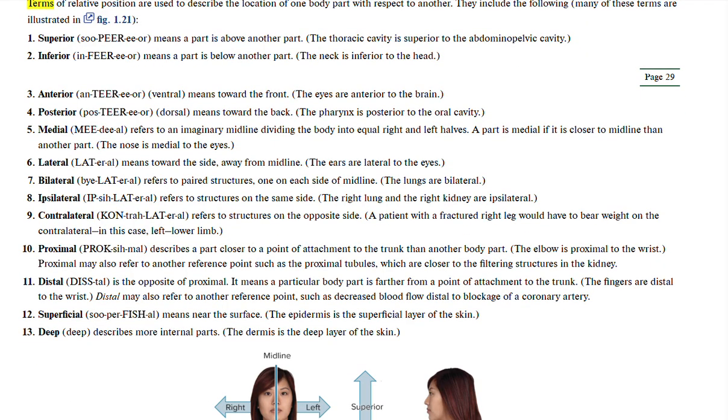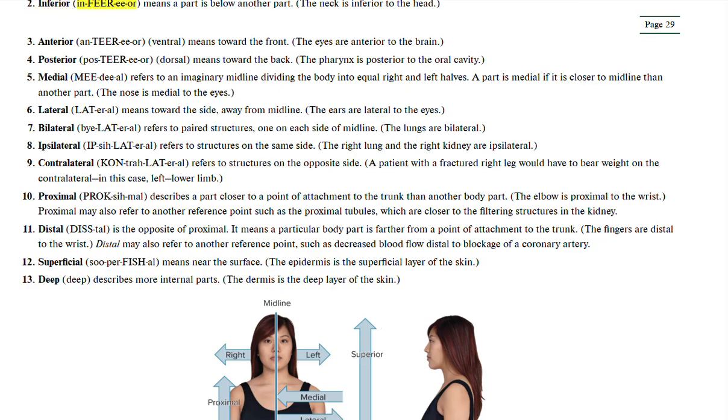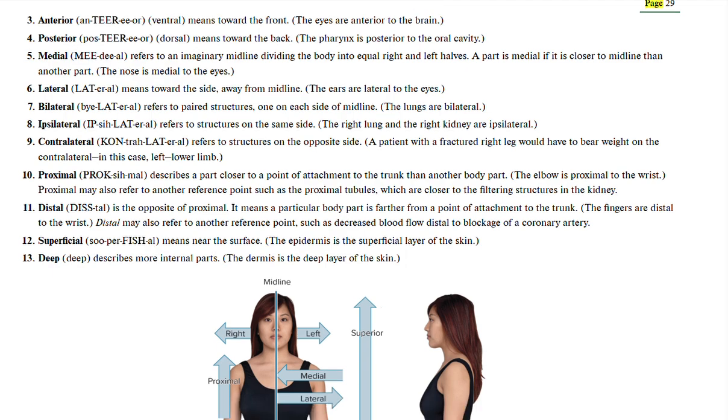Relative position. Terms of relative position are used to describe the location of one body part with respect to another. They include the following. Many of these terms are illustrated in figure 1.21. Superior means a part is above another part. The thoracic cavity is superior to the abdominopelvic cavity. Inferior means a part is below another part. The neck is inferior to the head.